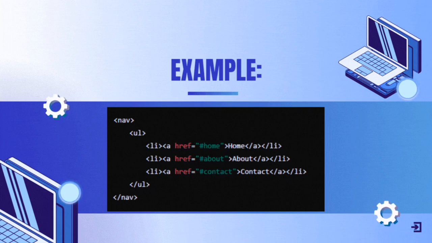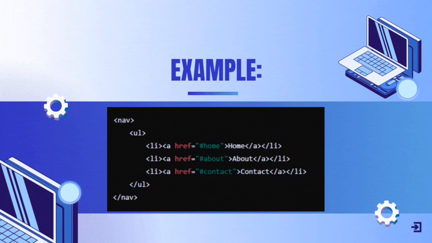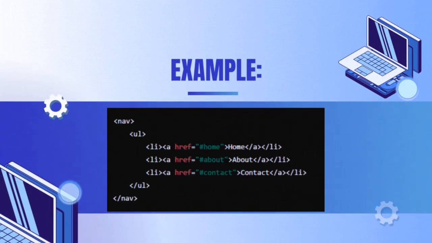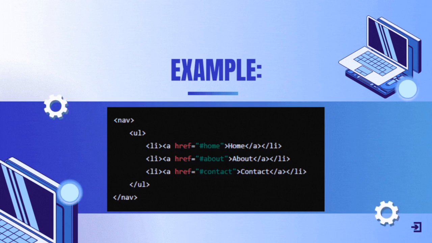Here we will be reviewing this example in this slide. In this example, first we have used the nav tag for defining the section. Then under that we have used the UL and LI tags. An unordered list starts with the UL tag and each item starts with the LI tag.